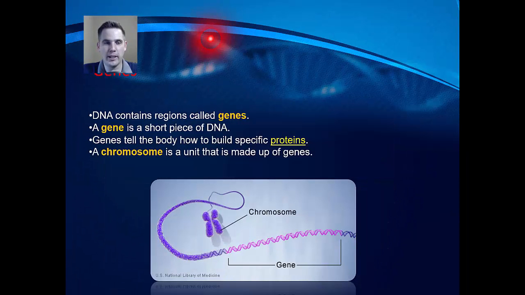So when you hear the word genes, we're talking about regions, short pieces of DNA. And these genes tell the body how to build the specific proteins that carry out all the different processes and functions of your body. And those chromosomes that I mentioned earlier are units that are made up of genes. Chromosomes are the way that you not only carry the genes that you have, but also pass them on to your children. The genes you have came from chromosomes that were given to you by your parents when you were conceived.